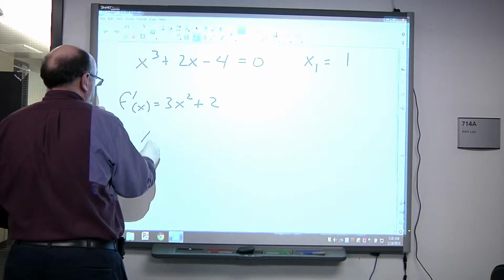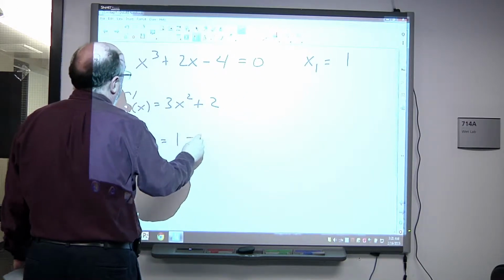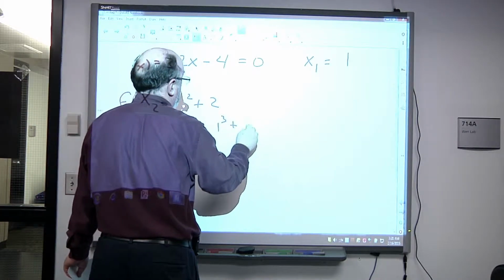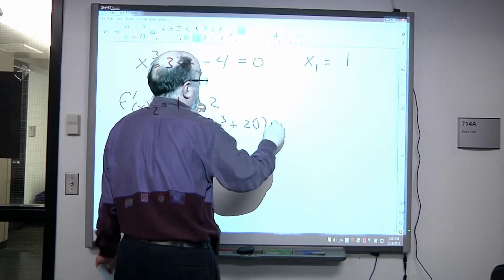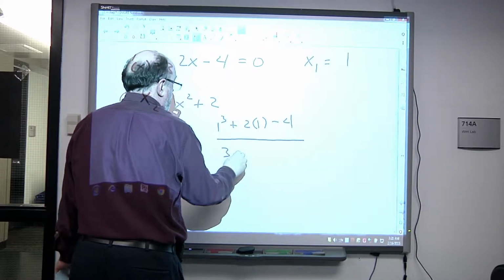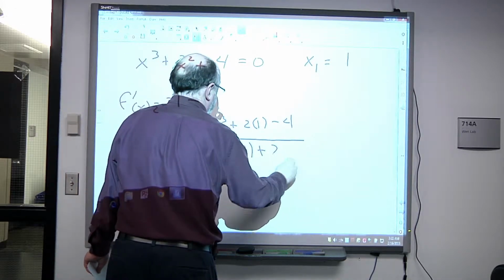x of 2 is then going to be my first guess, which is 1, minus (1 cubed plus 2 times 1, minus 4) over (3 times 1 squared, plus 2). Right?